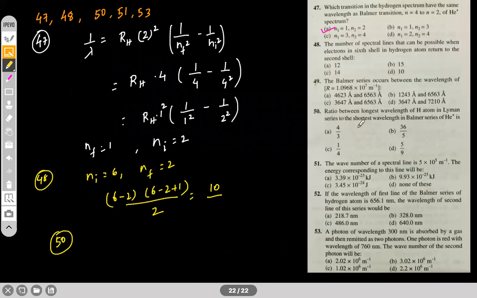Question number 50. The ratio between longest wavelength of hydrogen atom in Lyman series. What is the longest wavelength? Could you tell me? Lambda max. I have already done this in the class. Four by three R, I guess, right? Yes. Four by three R. You don't have to memorize it. And shortest wavelength in Balmer series. Lambda minimum, what is that? Lambda minimum in Balmer series. One by R. So this ratio, if you find out, it would be 4/3 the answer is. Correct? So the ratio is 4/3.